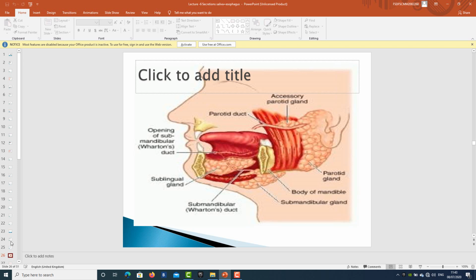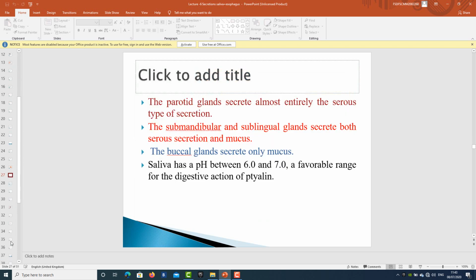There is presence of different salivary glands in close vicinity to the mouth. You can see the parotid gland, accessory parotid gland, submandibular gland, sublingual gland, and they have opening inside the mouth. The parotid glands secrete almost entirely the serous type of secretion, whereas the submandibular and sublingual glands secrete both the serous secretion and mucus. The buccal glands secrete only the mucus.